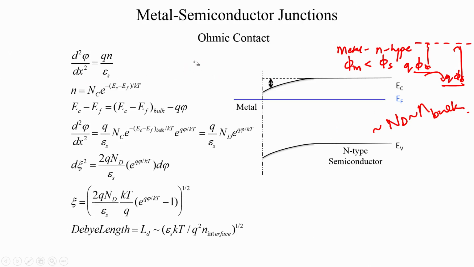So, n is nothing but Nc times e to the power (Ec minus Ef) by kT, and therefore, all I need to do is identify what Ef is, what Ec is, and what Ec minus Ef is, and that depends upon x in this region. So, this is going to be my, let us define that as my phi. Okay.